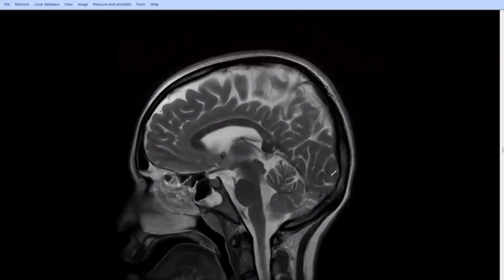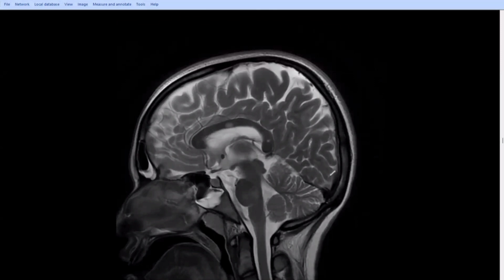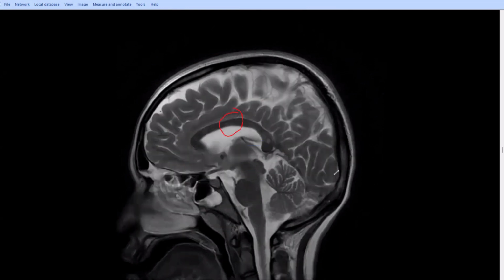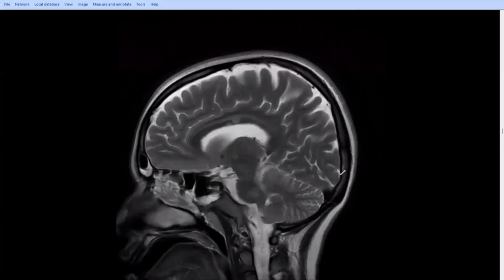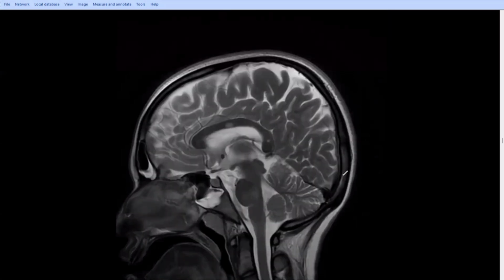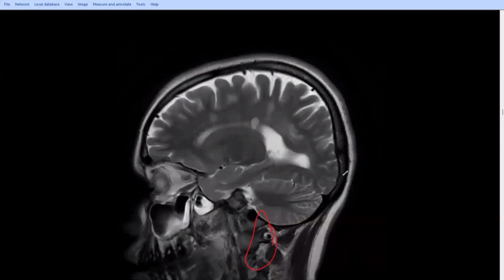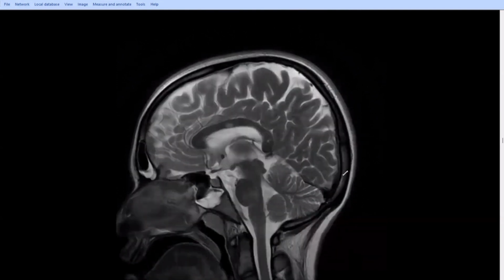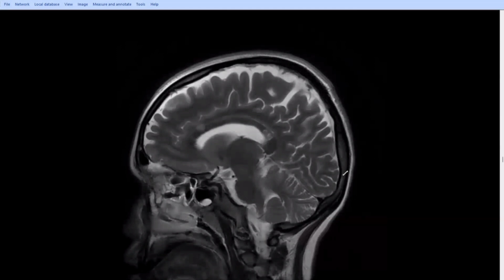The sagittal T2 weighted image shows a very clear small lesion involving the body of the corpus callosum. Also, the splenium is affected. The pontine lesion is very obvious. The scanned upper portion of the spinal cord is free. Even the callososeptal interface here is affected, and also this area.